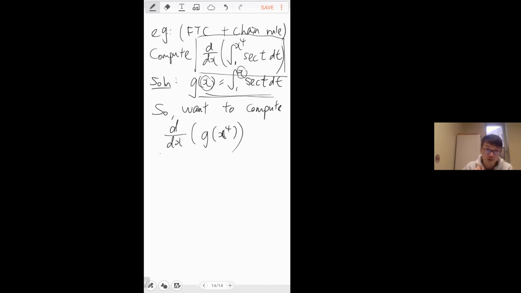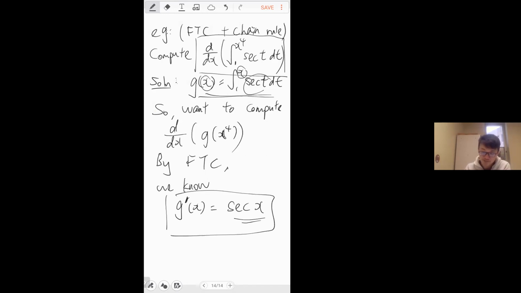Okay, let's go back to the function g of x. So g of x was defined to be the integral from 1 to x. And so by the fundamental theorem of calculus, we know that g prime of x, the derivative of g of x, should be secant of x, right? So whatever is inside the integral will be the answer, and then you replace the t by x. Is that okay so far?